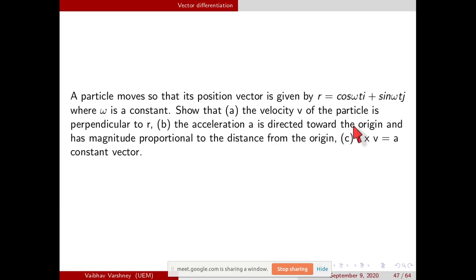The third part is r cross v is equal to a constant vector. For this we have to calculate the cross product of r and v. You all have the expressions of r and v, and you know how to calculate the cross product in matrix form. First row will be i j k, second will be the r vector, and third will be the v vector. Just calculate and tell me whether you are getting a constant or not.